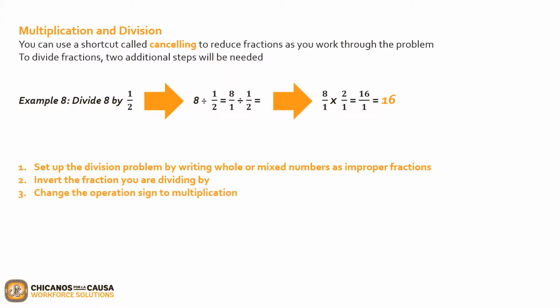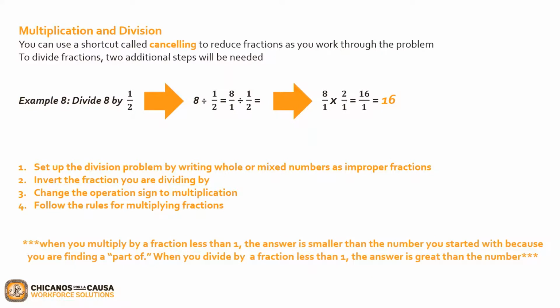Now the second additional step is to change the operation sign to multiplication. This now gives us 8 over 1 times 2 over 1. Because they now share the same common denominator, we can just use the regular rules of multiplication. So 8 times 2 is 16, and of course 1 by 1 is 1, but either way the fractions stay the same. This gives us 16 over 1, which in fact is actually just 16. That is our final answer.